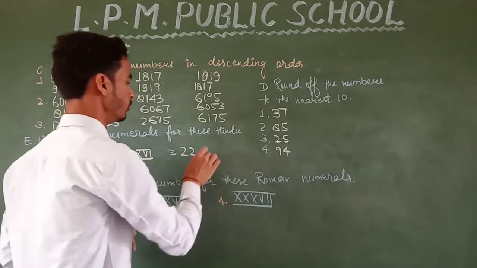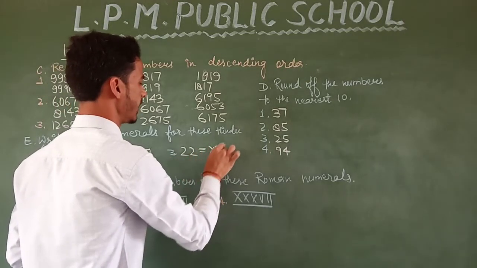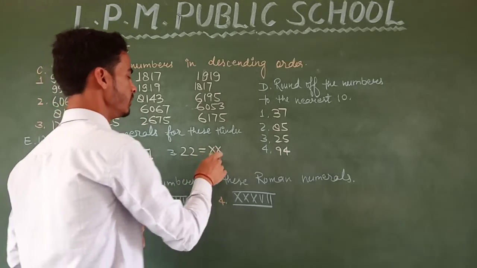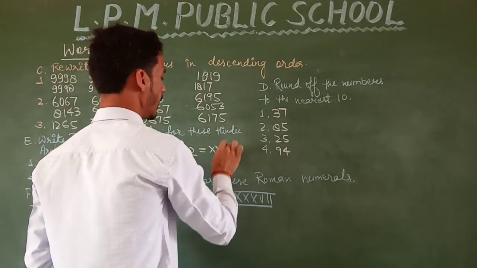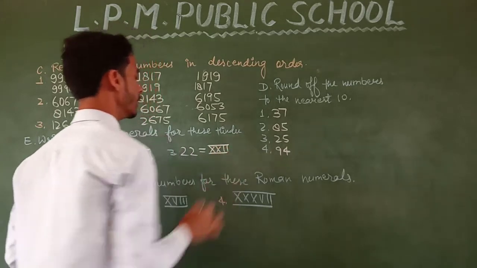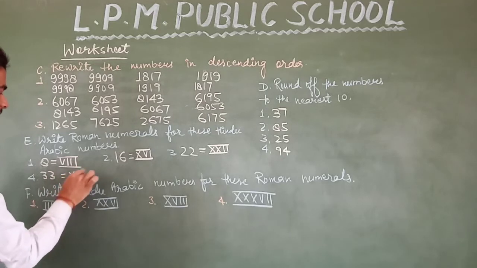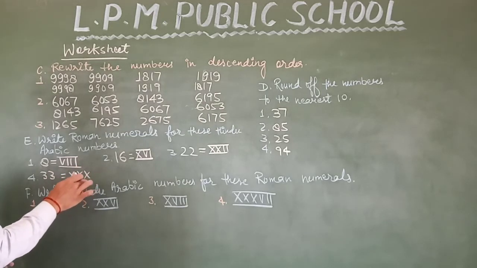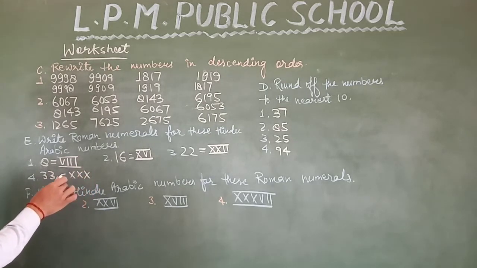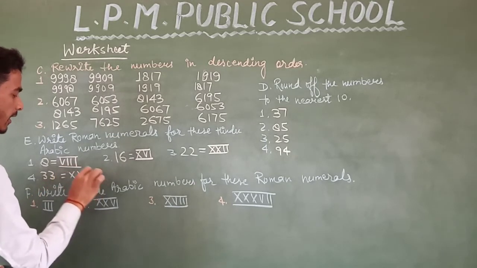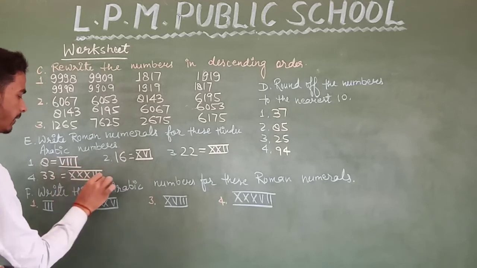And 22. For 22, firstly XX, because X can be repeated 3 times and repetition means addition. 20 and II, 22. The next is 33. So for 30 there will be XXX, because X can be repeated 3 times and repetition means addition. 30 plus 3 I's, that is XXXIII.